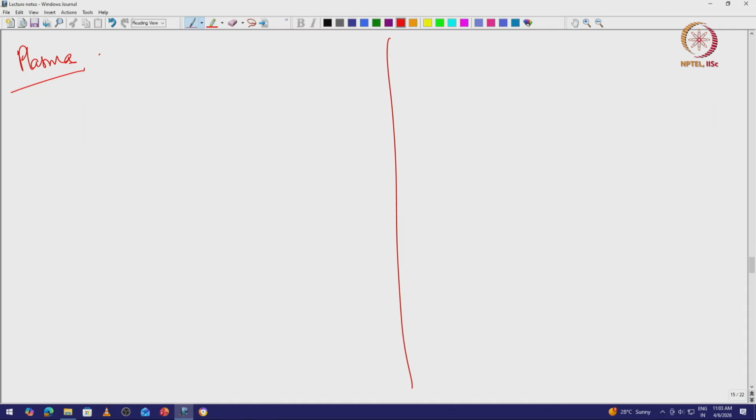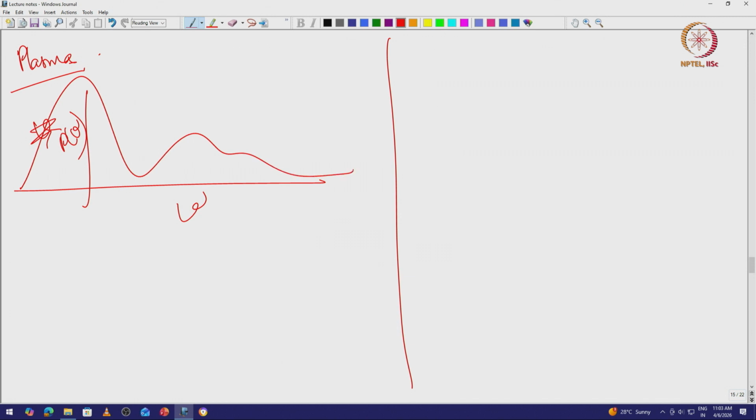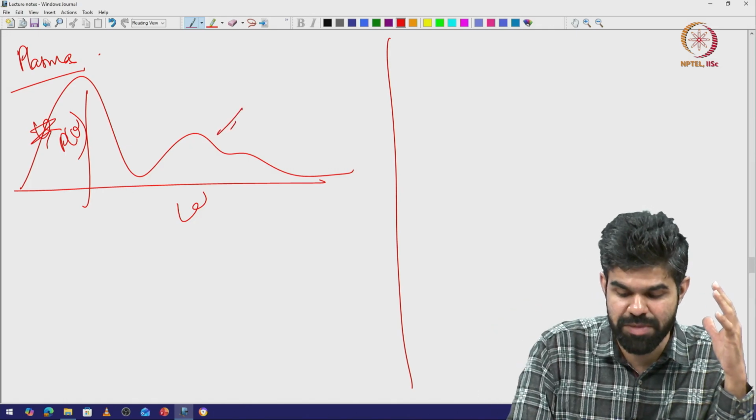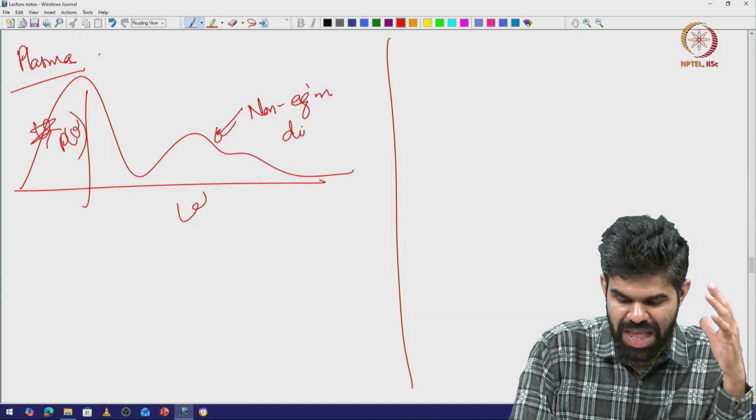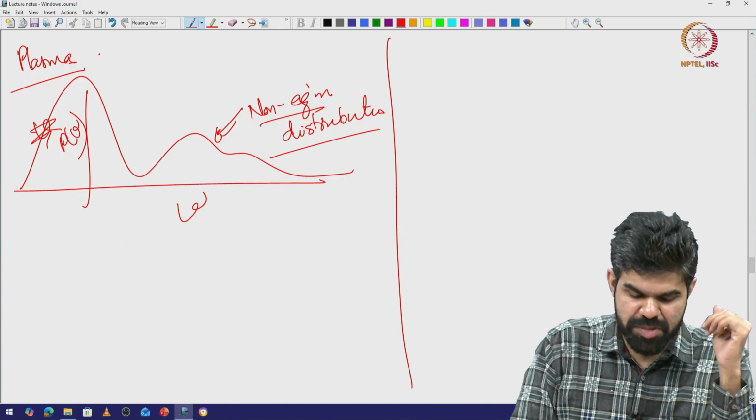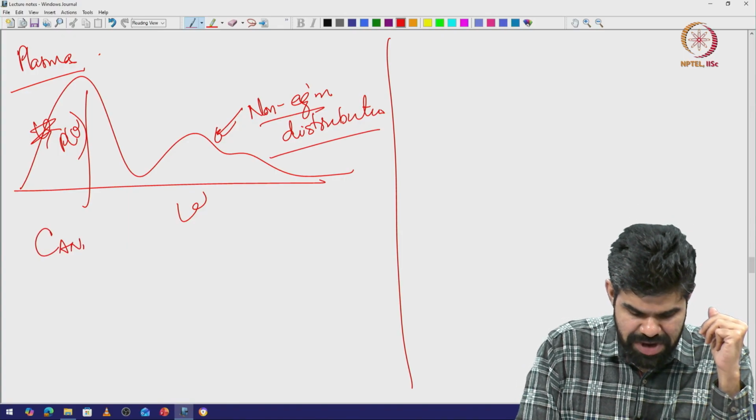By non-equilibrium I mean, if I look at the velocity distributions, the probability of velocity versus velocity, it is no longer my Maxwell-Boltzmann distribution. I have some sort of a bimodal, trimodal, whatever it is, right. So I have a distribution. This is a non-equilibrium distribution. Right. And in a non-equilibrium distribution I cannot define a temperature.